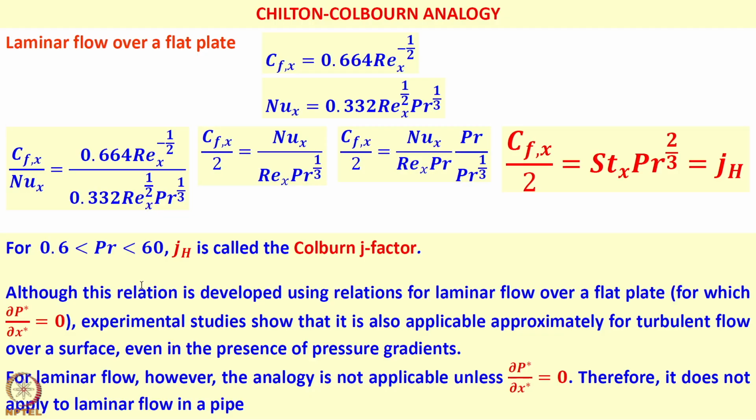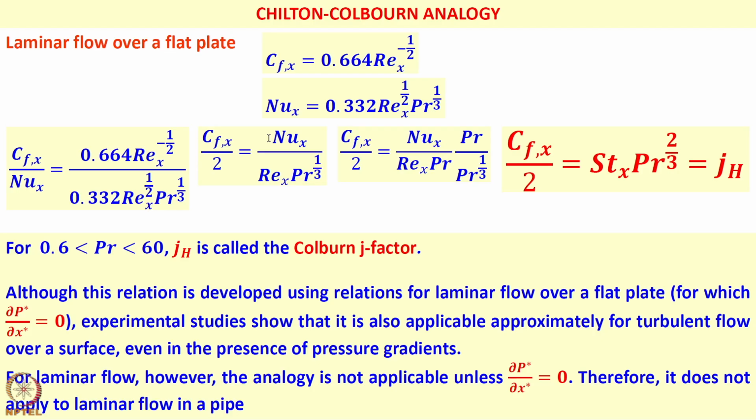For laminar flow over a flat plate, you have seen this already. This is from fluid mechanics. We also showed this by scaling analysis for local Nusselt number, and if you put these things together, you get Cf_x by 2 is Stanton into Pr to the power 2/3, which is nothing but the j factor or the Colburn factor. This is just for information. So for 0.6 less than Pr less than 60, that means a wide range of conditions, j_H is the Colburn factor and is given by this expression.